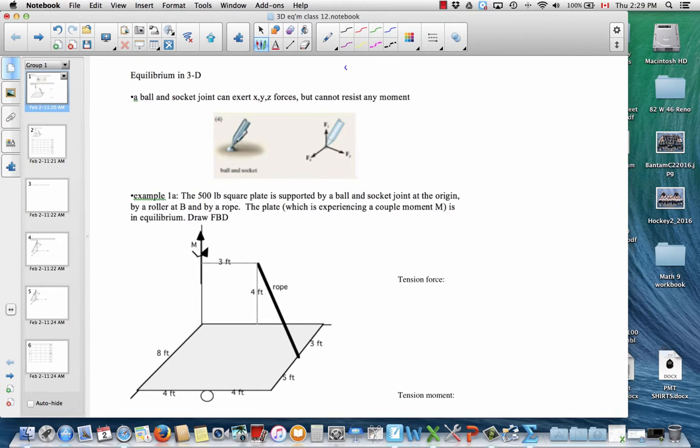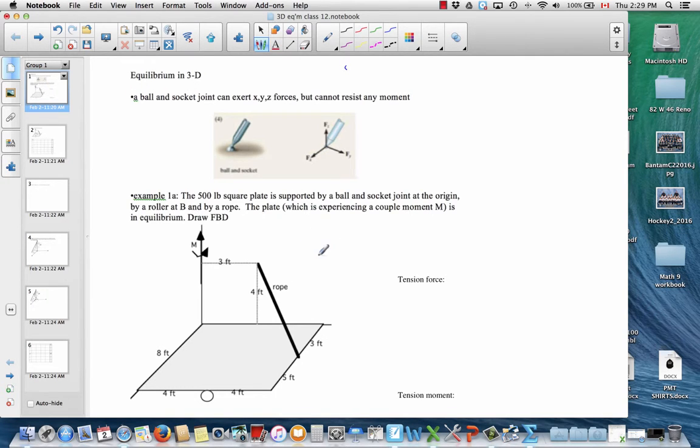Something called a ball and socket joint. There's a socket there that holds the ball in place, and this spins freely in all directions. So there's no way it can resist a moment, but it can resist a force in all three directions. So you can have X, Y, and Z components of reaction at a ball and socket joint.